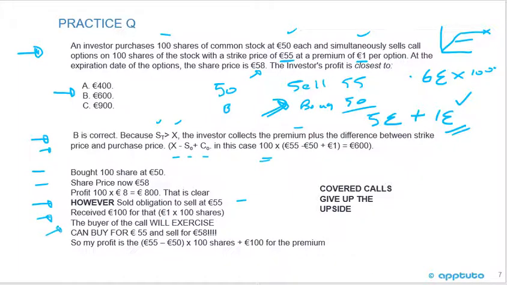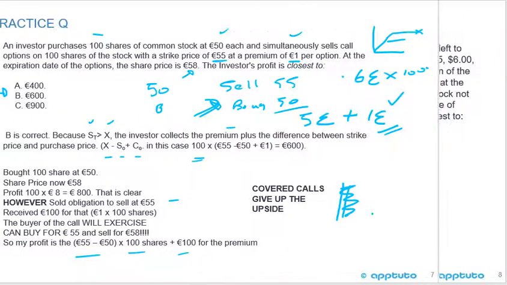The buyer of the call will exercise. They can buy for 55 and sell for 58. So the profit is the 55 minus the 50 times the 100 shares plus the 100 for the premium. And again, in summary, the covered calls are giving away the upside, okay? So again, I think these questions are not too difficult. You just have to work your way through buying and selling, you know, buy low, sell high.